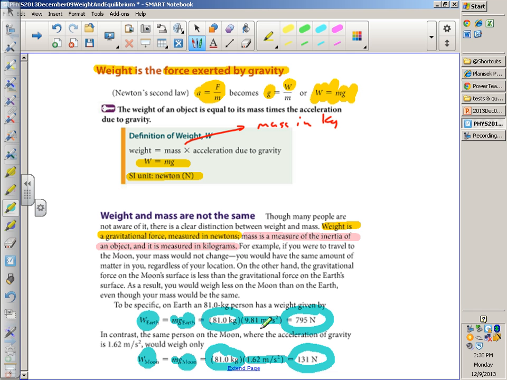So in NASA, would they use newtons? They would probably go with newtons, yeah, as far as force and things like that. Okay. All right. Good there? Okay. Let's start applying this.